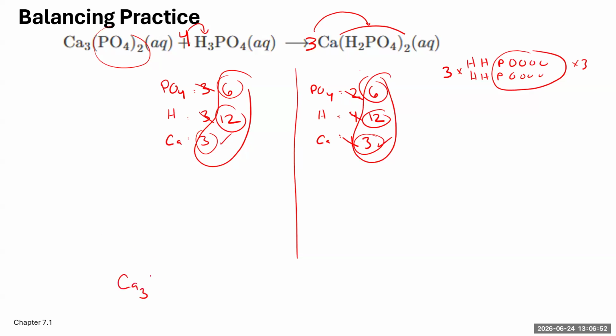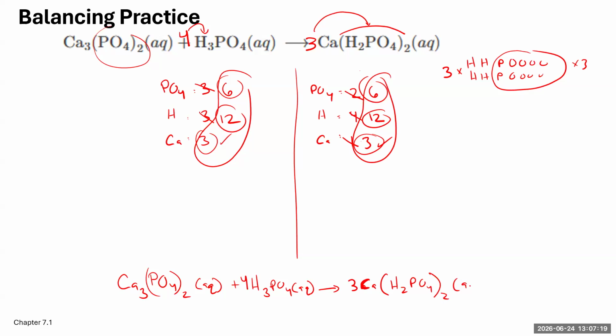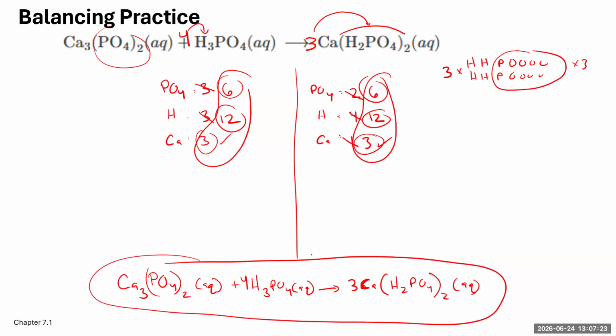Calcium, so Ca3(PO4)2, and that's aqueous, plus 4H3PO4 aqueous makes 3 calcium H2PO4 with the 2 and then aqueous. So this is our balanced equation.